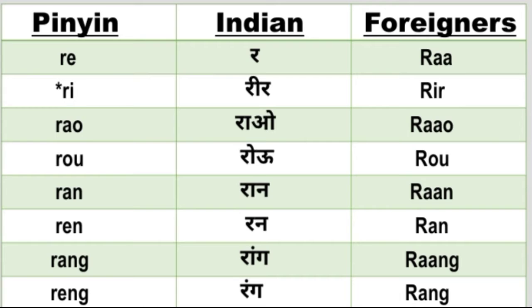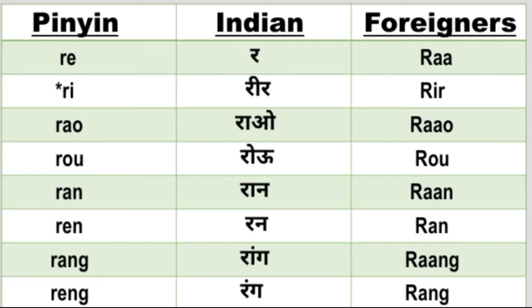The next Pinyin is RAO, which has a pronunciation of Rao. Repeat after me, Rao. The next Pinyin is ROU, which has a pronunciation of Ro. Repeat after me, Ro. The next Pinyin is RAN, which has a pronunciation of Ran. Repeat after me, Ran. The next Pinyin is REN, which has a pronunciation of run.